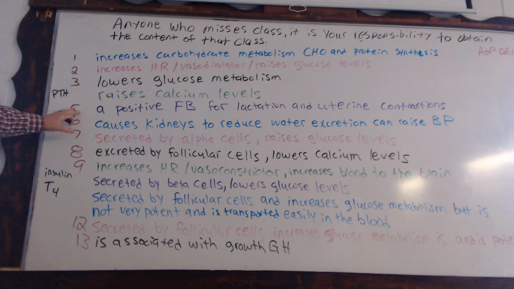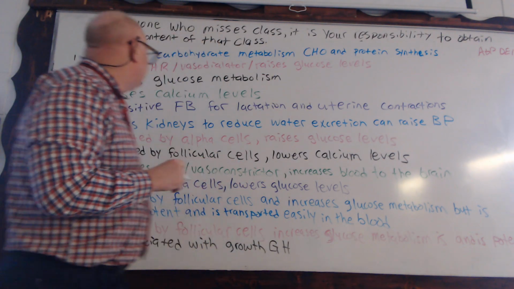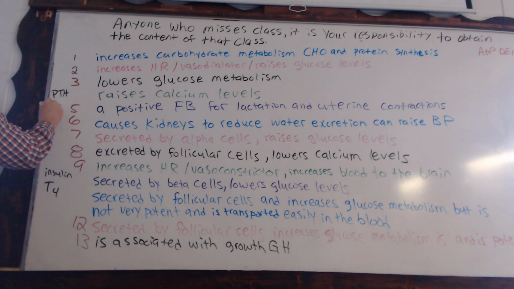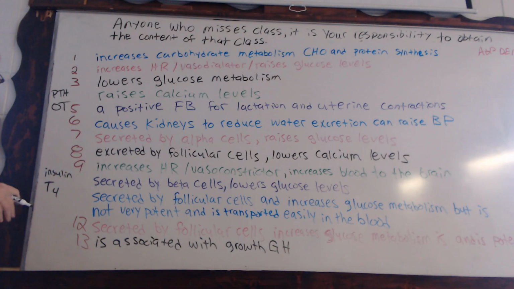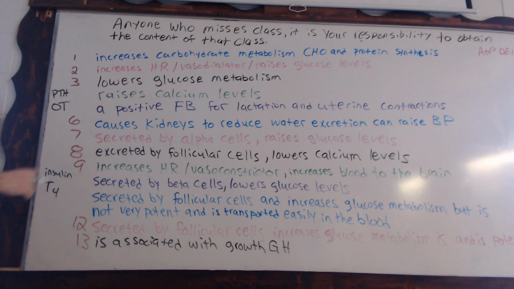Number 5, a positive feedback mechanism for lactation and uterine contraction. That is oxytocin. I'm just going to put OT because that is how it's listed on your paper. That's right. Who's next?